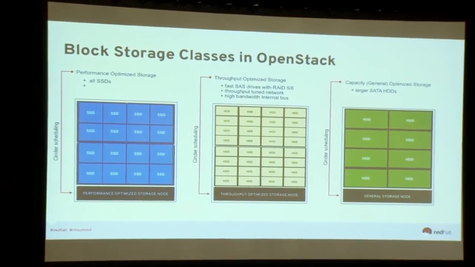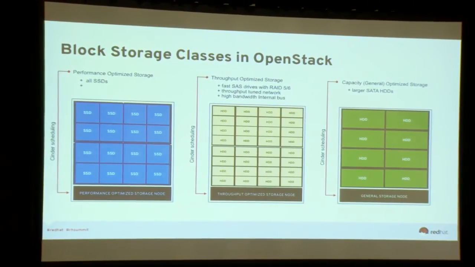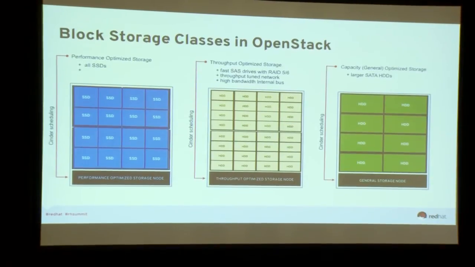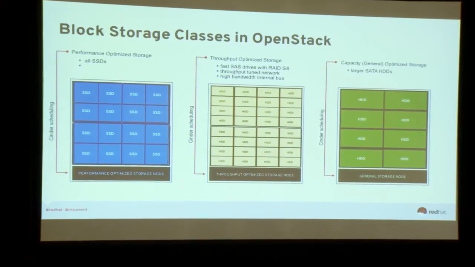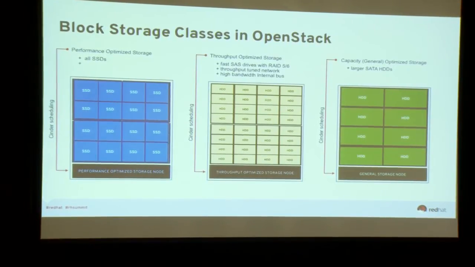On the left side, we have the performance optimized tier, which is made up of all SSDs. Whereas on the rightmost side, we have the general storage tier, which is all optimized for cost and capacity. And then in the middle, we have the throughput optimized storage tier. As you can see, on the left side with the SSDs, it's all about IOPS performance. That's the metric. That's the SLA that you are guaranteeing.